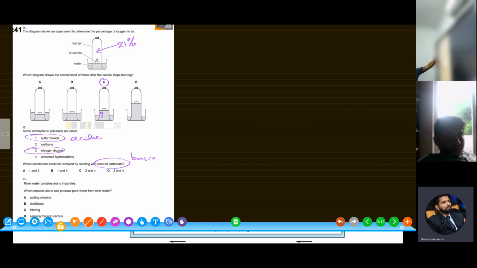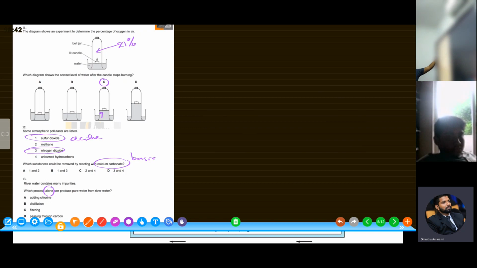Which process alone can produce pure water from river water? Adding chlorine, yes, we do that. Distillation, we do it, but filtering, passing through carbon. Which process alone can produce pure water from river? Okay, right? Which process alone? That means just doing that process, only that process, to make pure water.